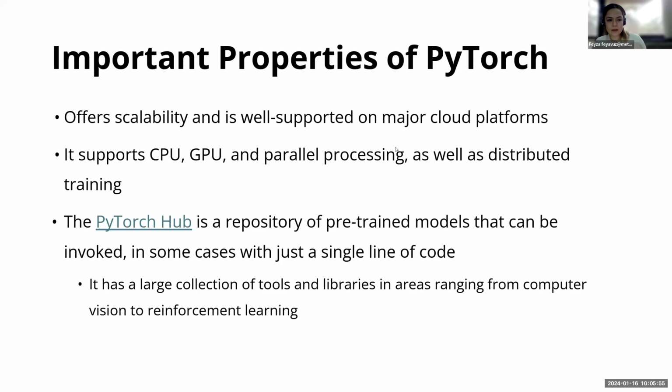And we can continue with other properties such as scalability and production phase. Using PyTorch offers scalability on cloud platforms, and it supports a variety of processing such as CPU, GPU, or parallel processing. And we can write our own computations, or we can use PyTorch Hub, which is a repository for pre-trained models, and it has a large collection of tools and libraries available.